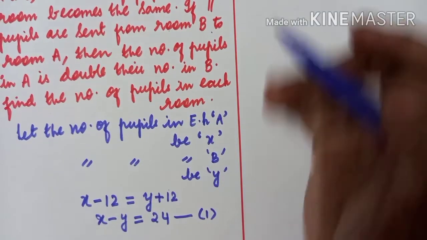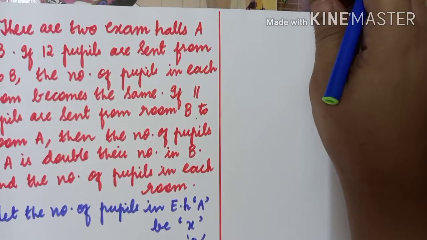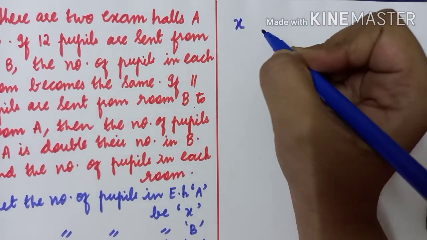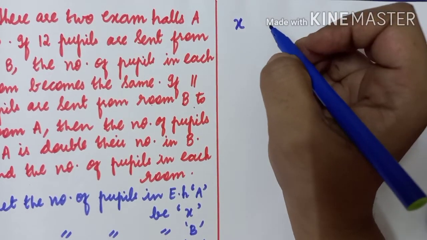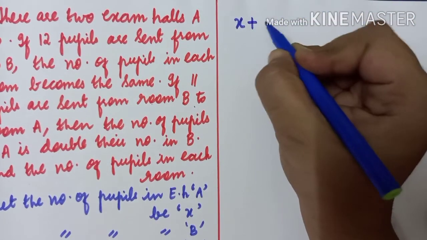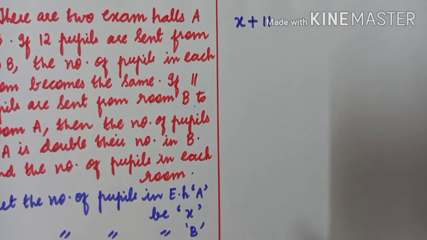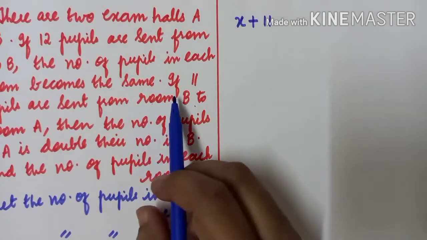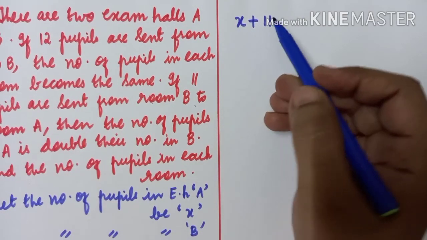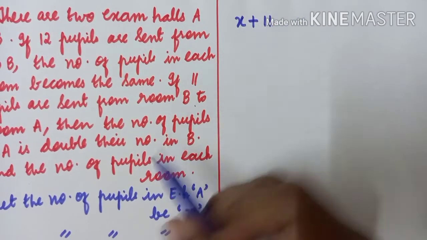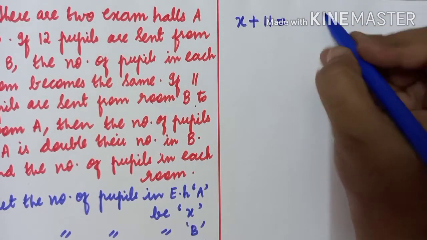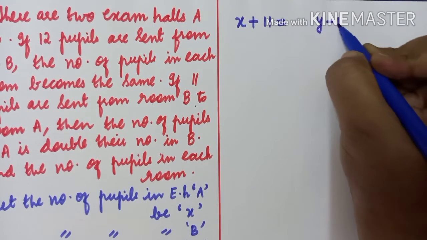So here, first of all, this is the examination hall A. You're having number of students as X. From this, X plus 11 is being added over here. 11 students are sent from room B to room A, so plus 11, equals to what more is given. From room B it has been sent, so obviously it should be y minus 11.